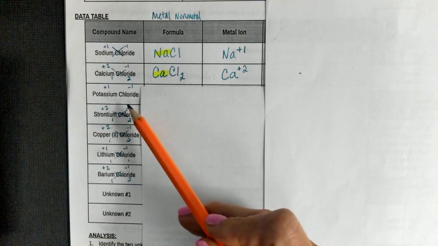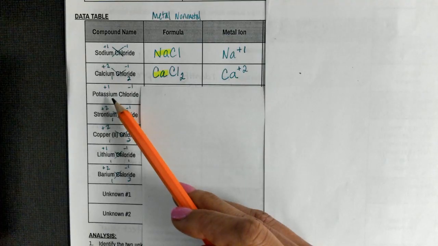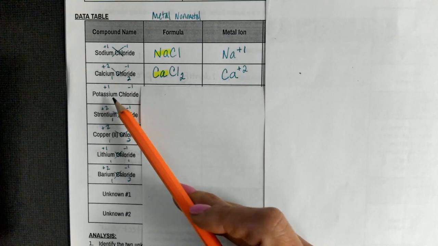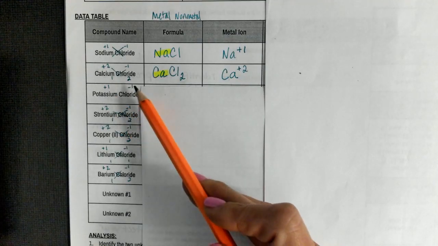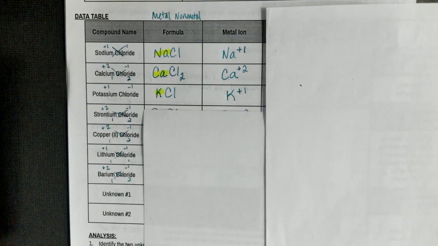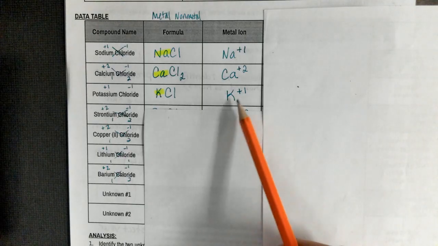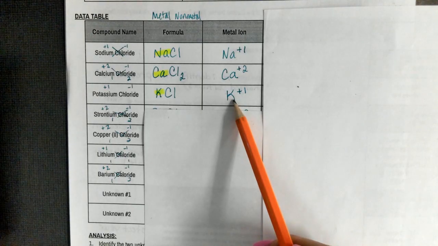All right, let's try potassium chloride. So potassium, if you find it on your periodic table, it's element 19, and that's a +1 charge. Chlorine's a -1 charge. So I'm just going to write the symbols, and I'm going to put it together to get KCl. And then my potassium ion is K +1.